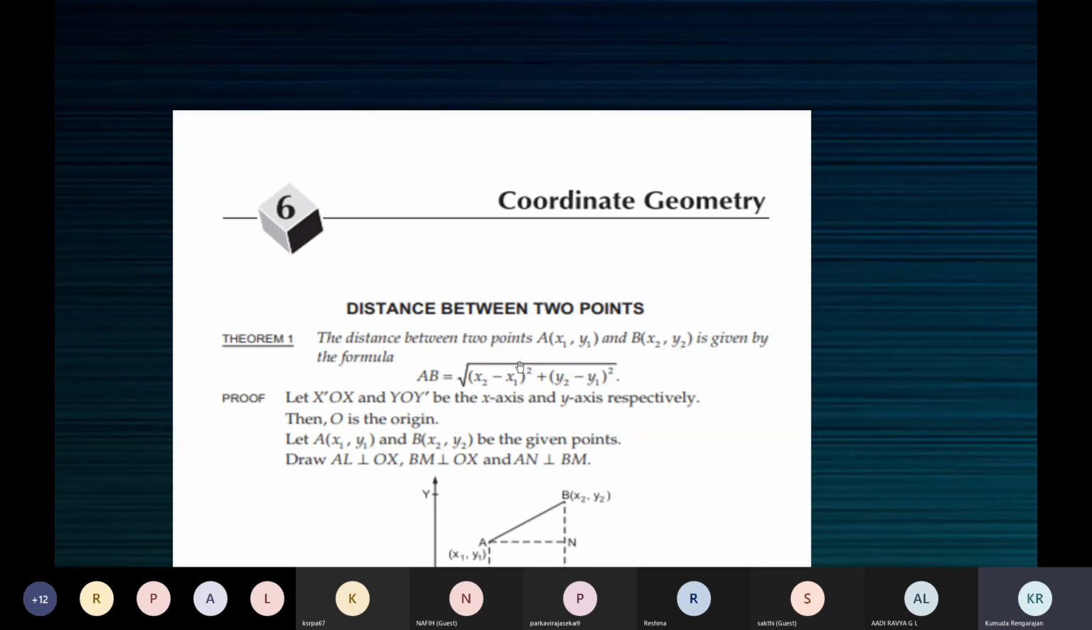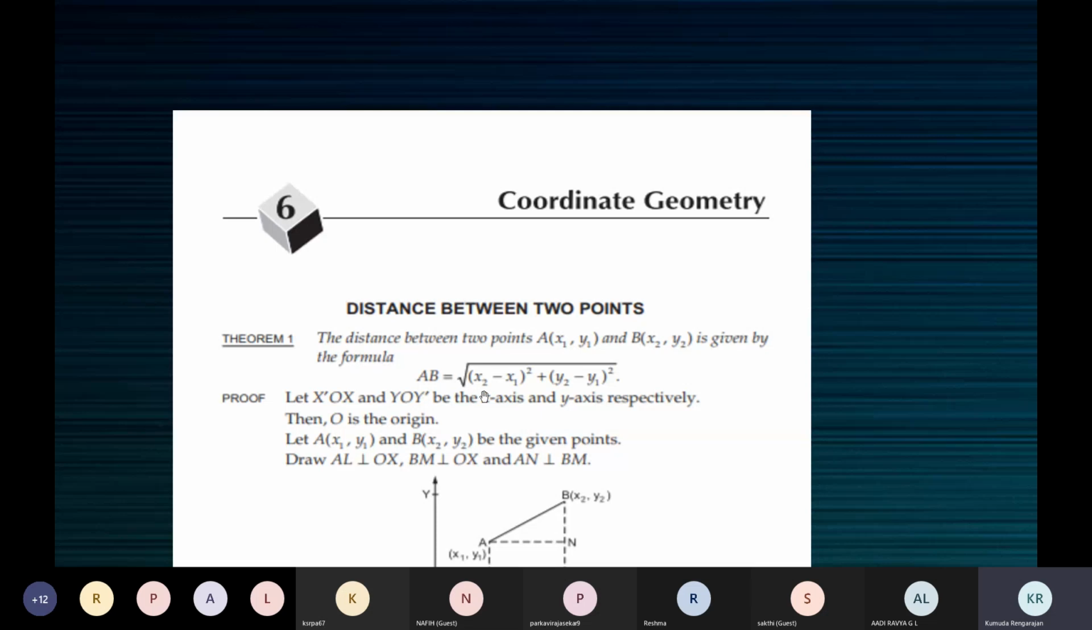See here, x2 minus x1. So it is a difference. Children, listen carefully. It's a difference between the x coordinate of B and the x coordinate of A squared, plus the difference between the y coordinate of B and the y coordinate of A squared. That's what we see under the square root.